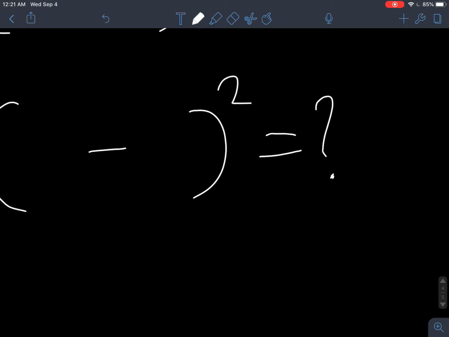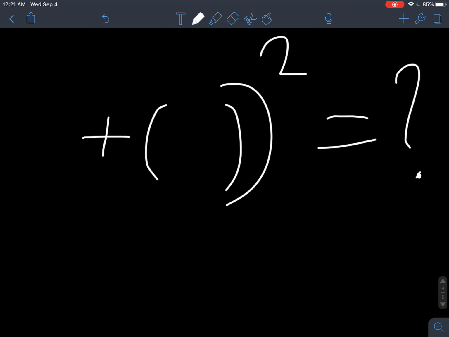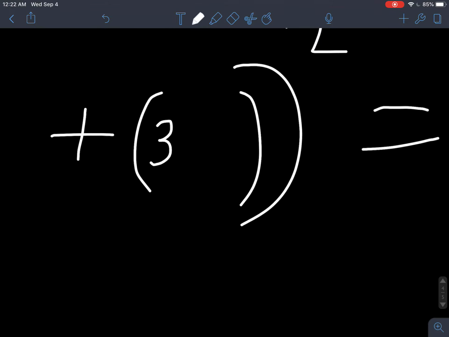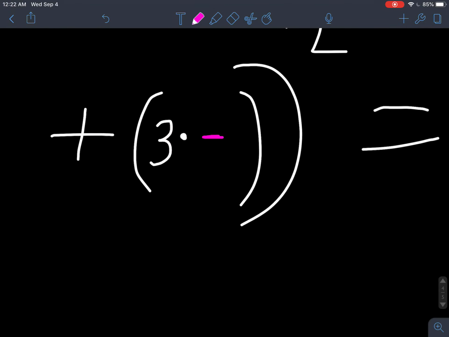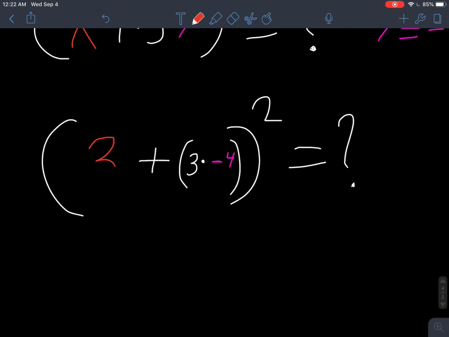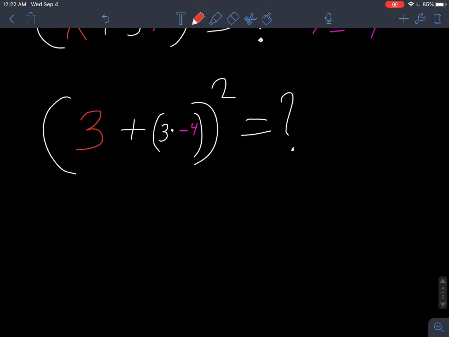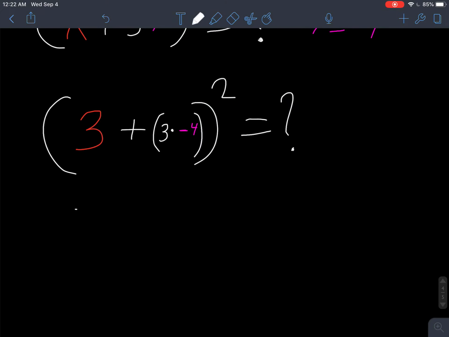So you can add your own parentheses. So you have plus, so you have 3 times -4. We gotta write -4 in purple or pink. I don't know why I keep saying purple. And the 3 is right here, right? This looks terrible, the way I wrote it. Let's try to keep everything the same size.